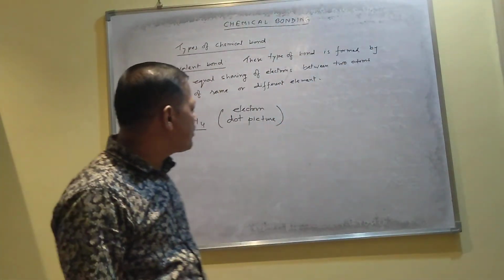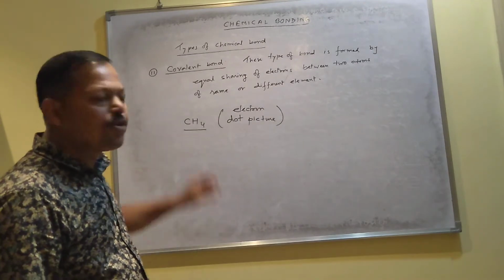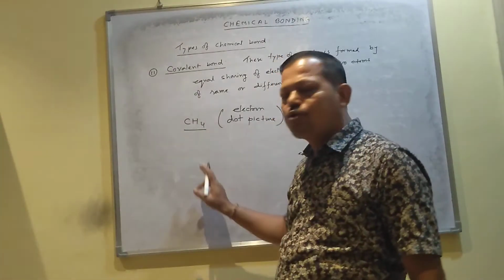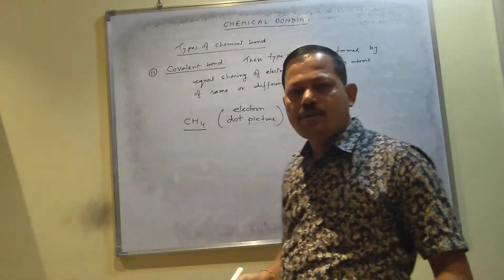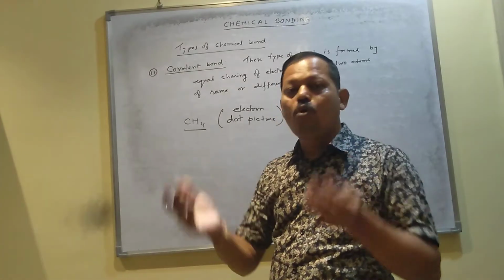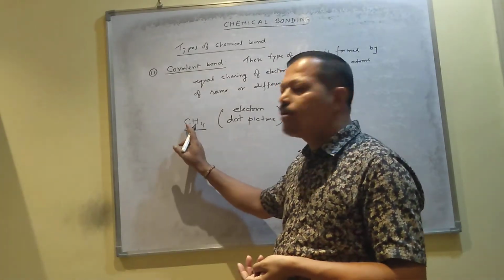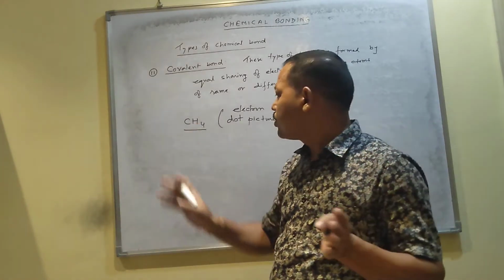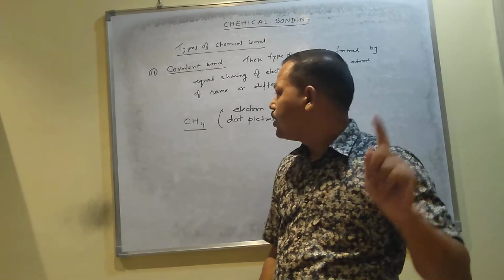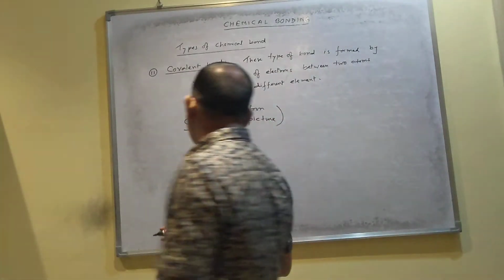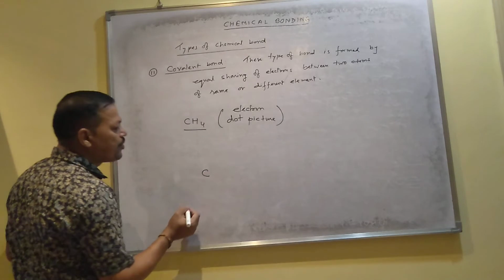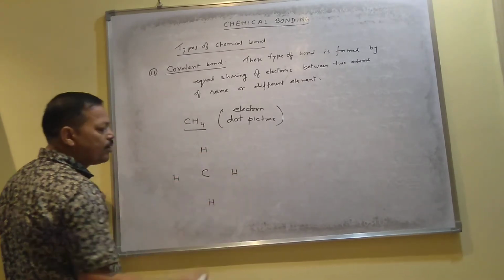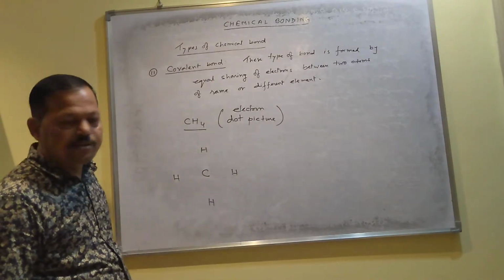To identify that, you should know about the valency of the atom. The atom which has more valency should be at the center, because valency means the number of bonds an atom can form. You know carbon valency is 4, hydrogen valency is 1. I mean carbon can produce 4 bonds, hydrogen can produce only 1 bond. Since carbon valency is more, carbon should be the central atom and hydrogen should be the surrounding atoms like this. So this is the process to arrange the atoms.